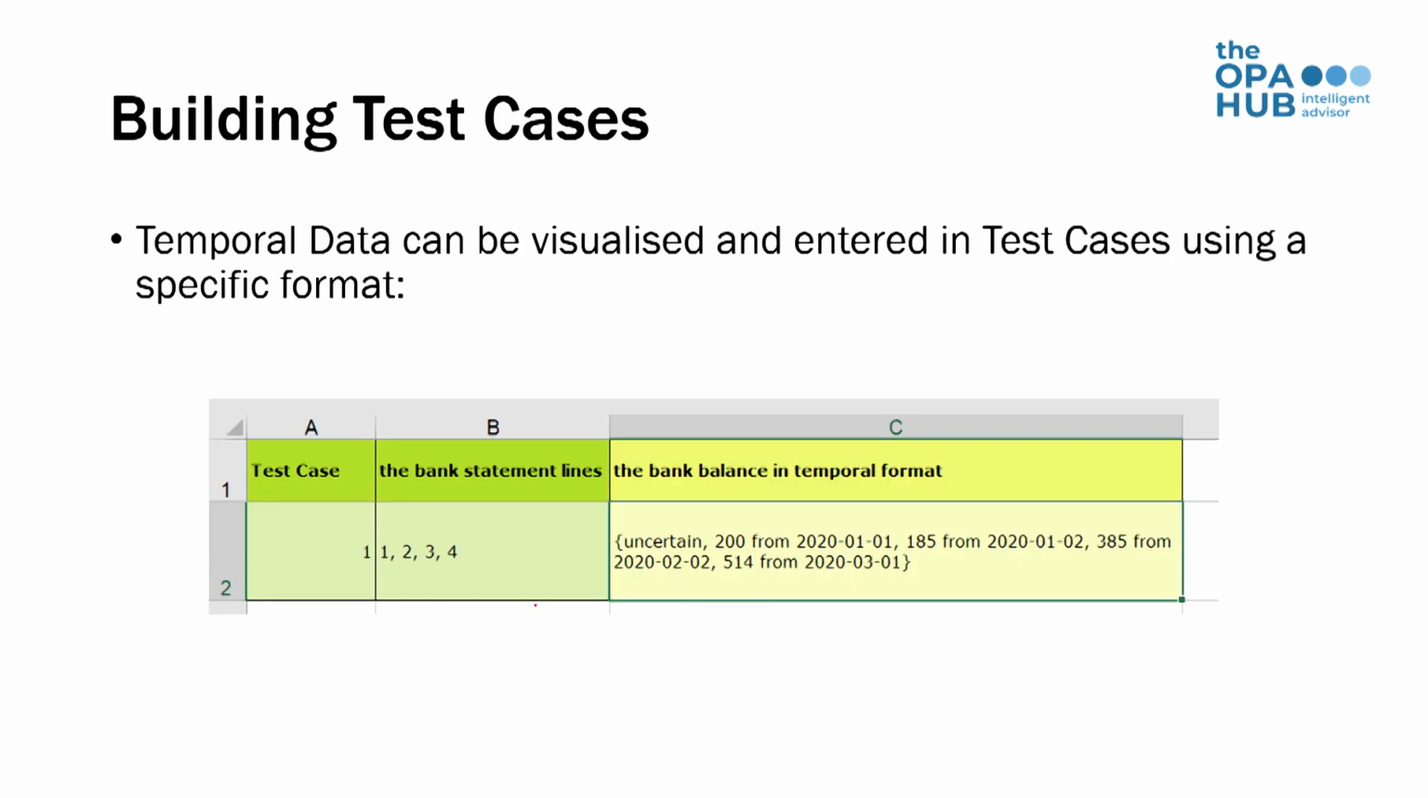And a final point to add extra complexity is if you're working with temporal data, you can have it in your test case, but you need to use the curly brackets that we saw earlier. So in this case, you'll see I said it's 200 from the 1st of January, 185 from the 2nd of January, and so on. So it is possible both to have as output and as input temporal data.